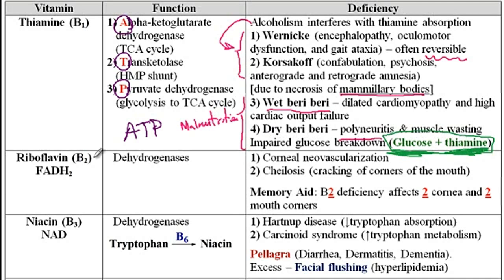The next vitamin deficiency is vitamin B2 or riboflavin deficiency, which is an important cofactor for the dehydrogenase reactions, like for instance pyruvate dehydrogenase as well as alpha-ketoglutarate dehydrogenase. Now deficiency of vitamin B2 can cause corneal neovascularization as well as cheilitis. And so cheilitis presents with the cracking of the corners of the mouth. And then a memory aid that I have for you is that vitamin B2 deficiency affects two corneas and also affects the two corners of the mouth.